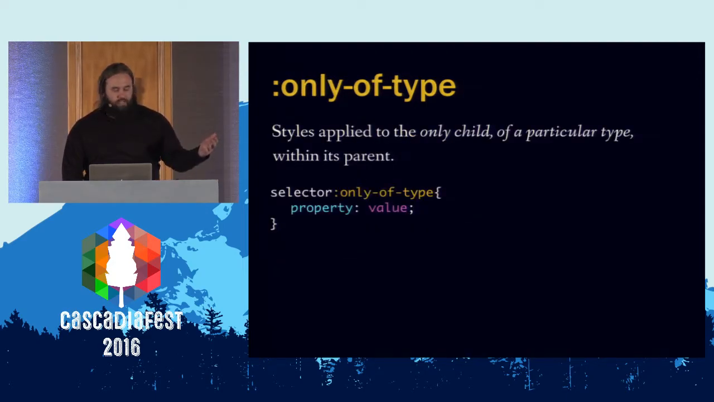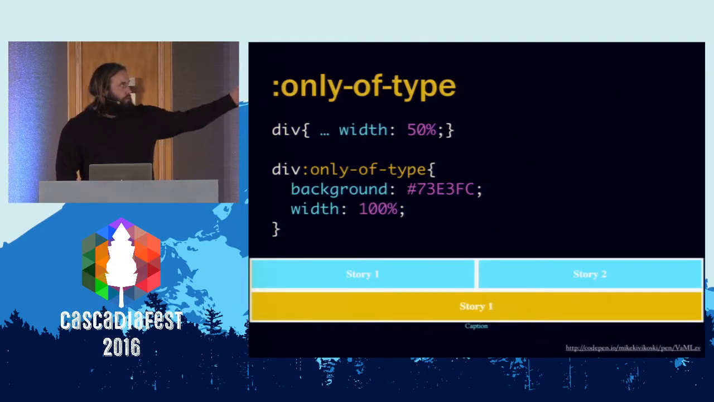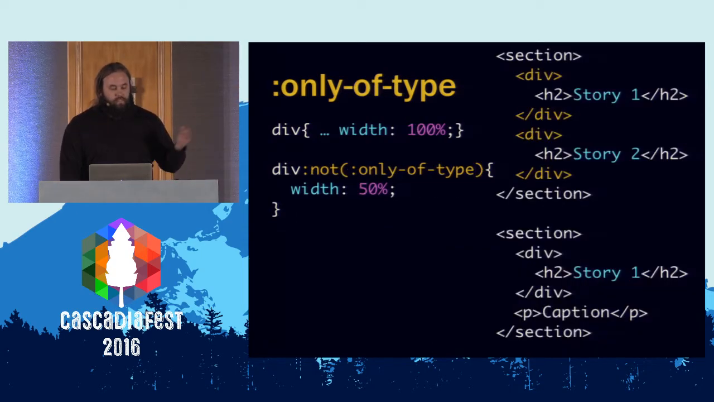Only of type, if you can guess what this does, it's when it's the only one of its type. Say, from the previous example, you wanted to toss in a caption. If you were using only child, it wouldn't register those classes, so it would break your layout. But this way, you're targeting div only of type, so you get that. And what's nice is you can also do negation on this. So if you want to style that is not the only of type, so if it's more than one, then you can style that way.